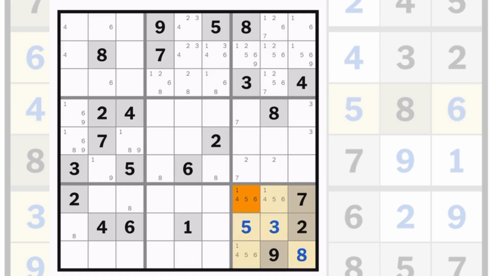Then similarly we remove 5, 5 and 5 from here. So here also we remove 5. Okay, so then we can complete this row. So we have 1, 2, 3, 4, 5, 6. Then this will be 7. Here 7 is already there, so this will be 7.